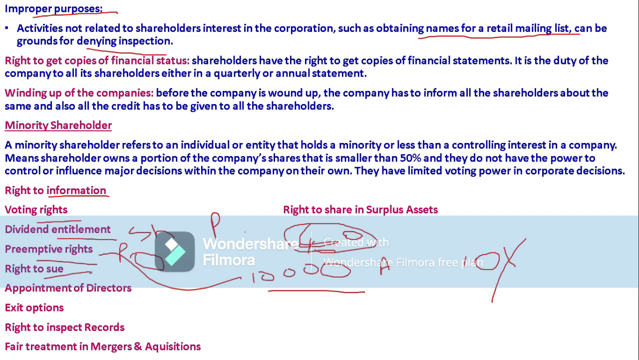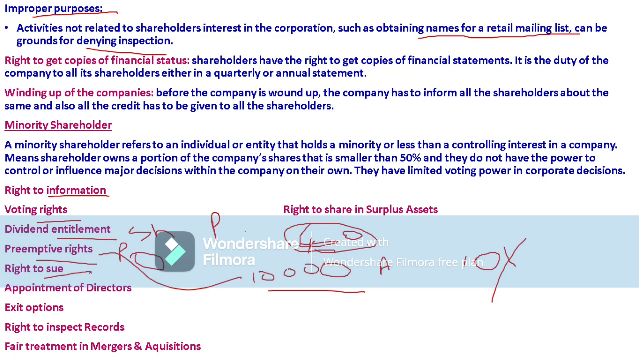Okay, if we see the next one, appointment of directors. Appointment of directors means the ability to nominate and vote for directors, ensuring representation on the board, and protection against actions that may undermine the ability of minority shareholders to have a fair say in director appointments. So, the ability to nominate and vote for directors.